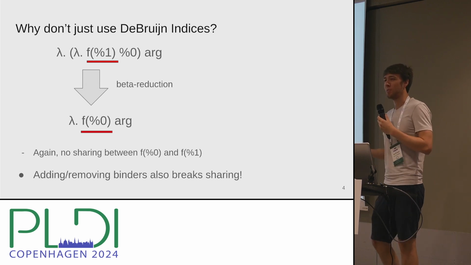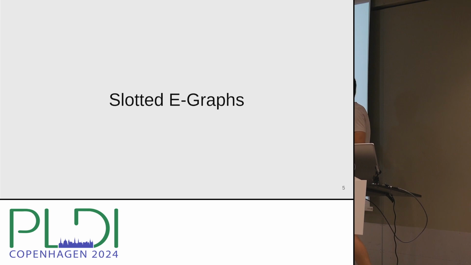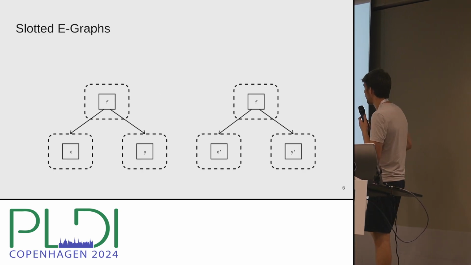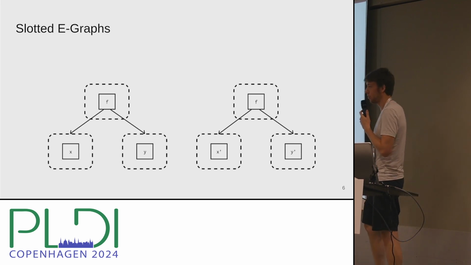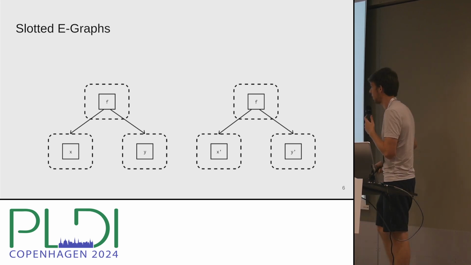Right, so that's the problem. And now let's talk about how we maybe want to solve that problem. And that's where slotted e-graphs come in. And I want to start off with the same example we've seen before. F of x and y, which is one term, and then the other term, f of x prime, y prime, where there's no sharing. This is a normal e-graph at this point.